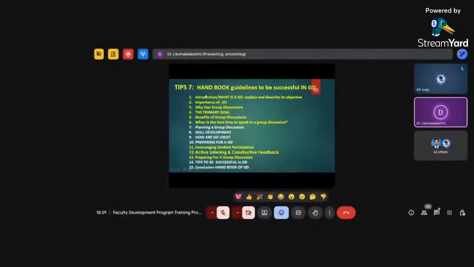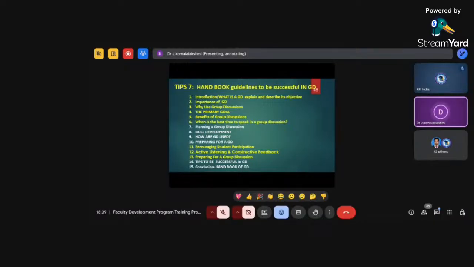Then tip number seven. We can prepare a small handbook or craft book or story book or guidelines and issue or distribute it to the students, or share it as a soft copy.